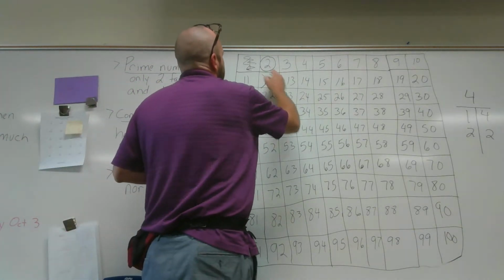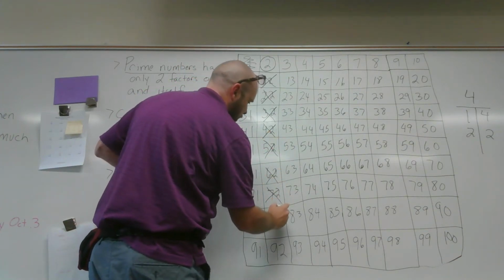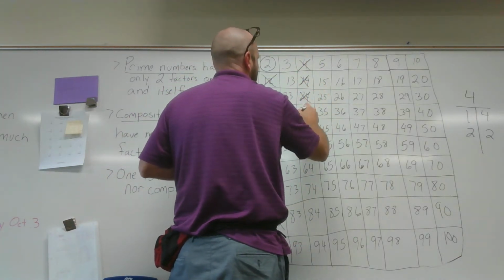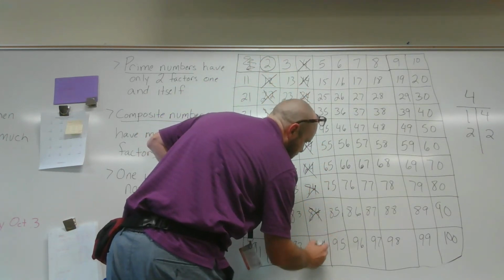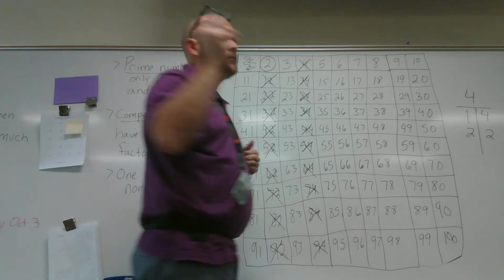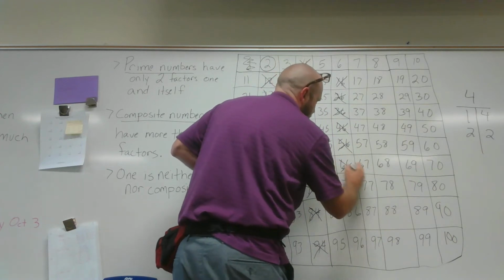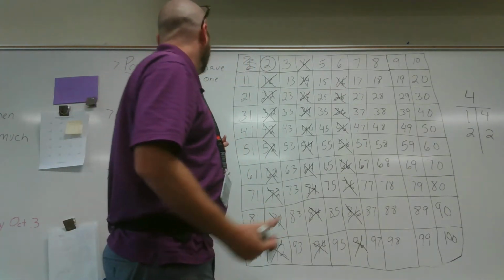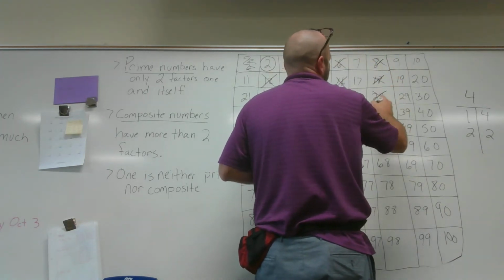Really, if we just cross off all of our even numbers, we can do it fairly easily if we just go in our columns and cross off everything that has a 0, 2, 4, 6, or 8 in the ones place. Anything I've crossed off is going to be a composite number, because they all have 2 as a factor.